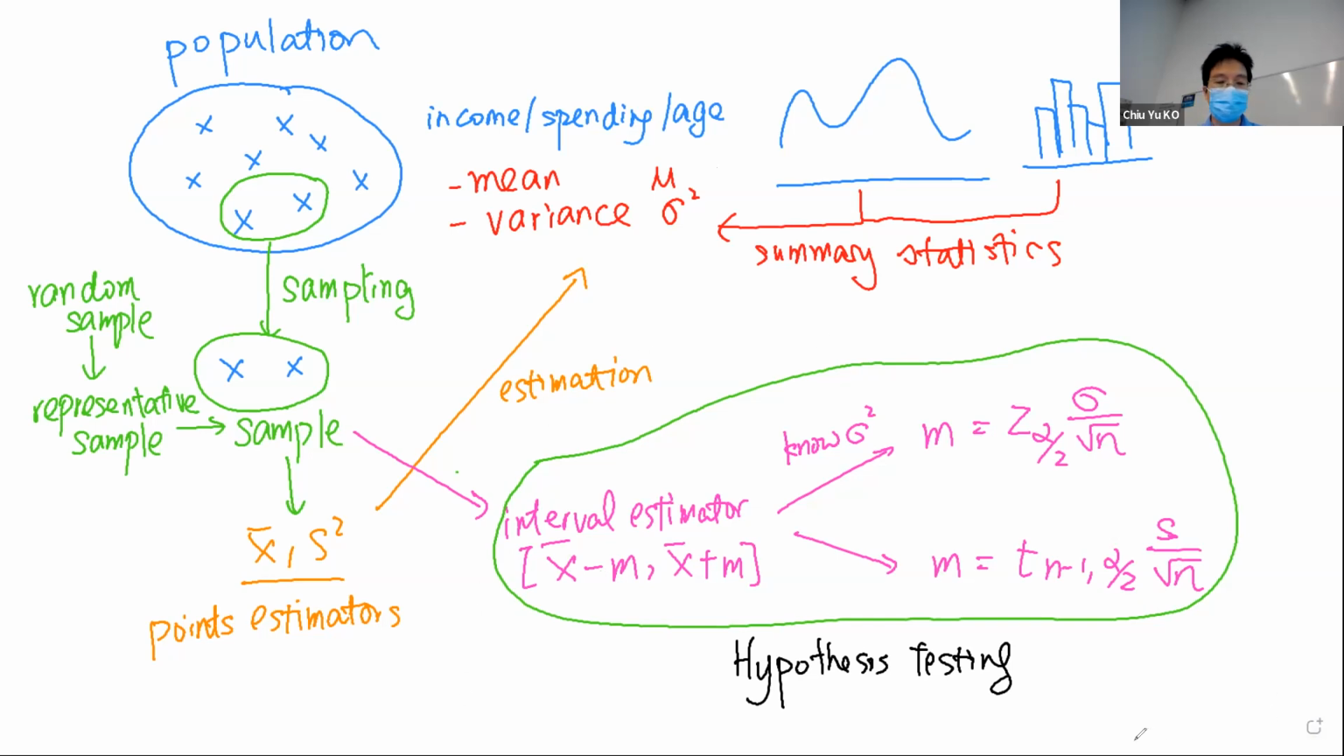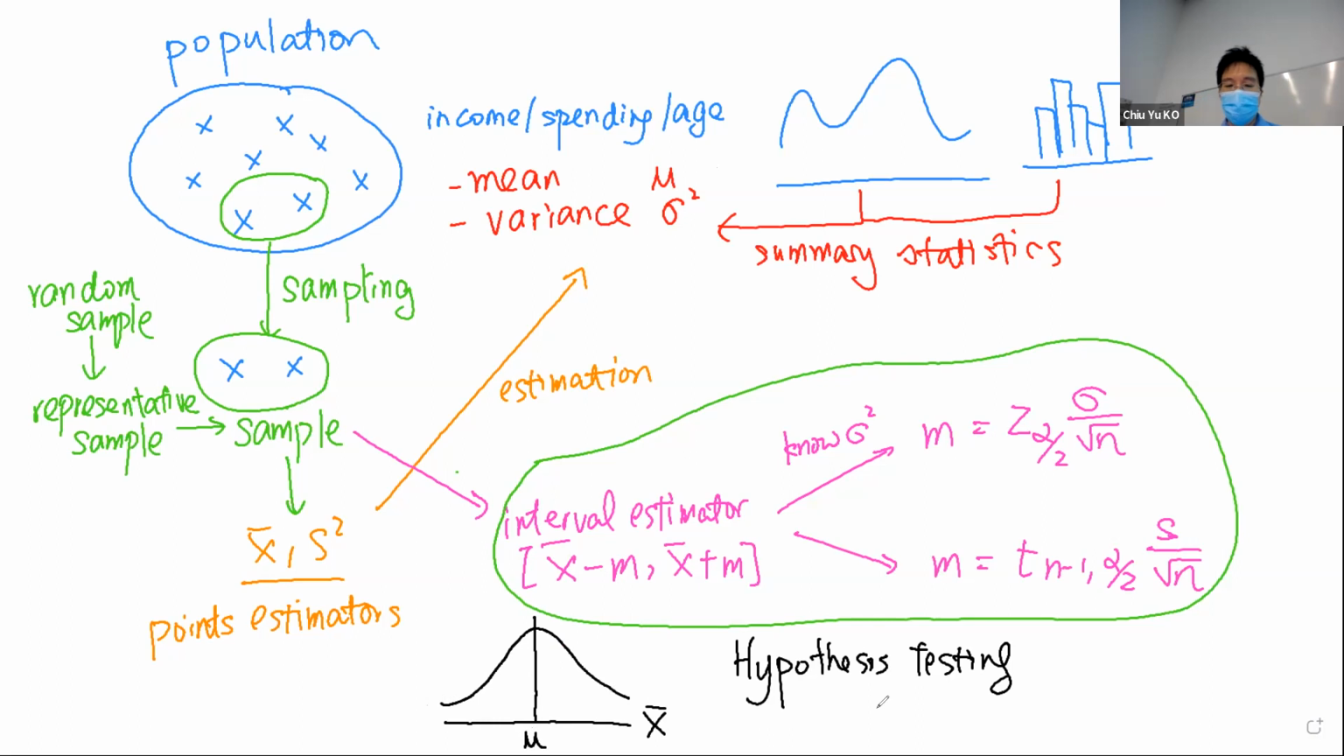If we know mu and sigma, we know x bar, according to the central limit theorem or large sample. Suppose we know mu, and we know x bar must look like the bell shape.